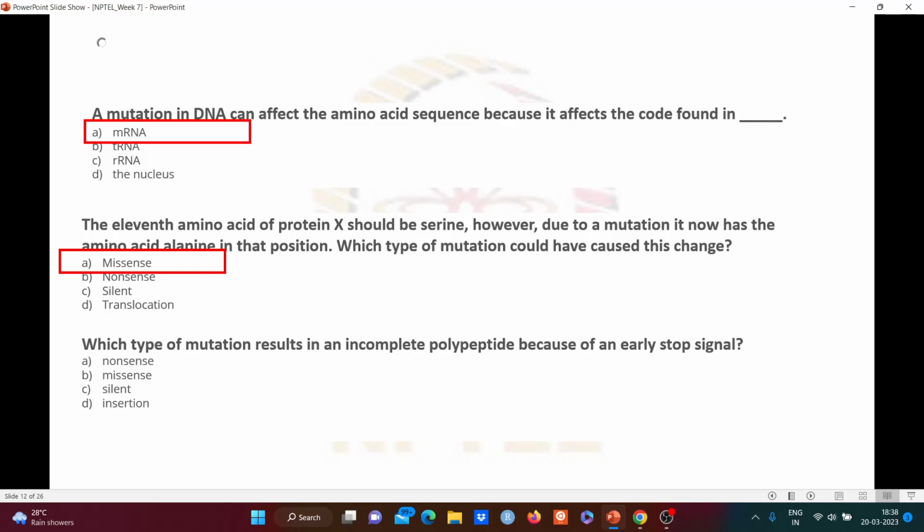Next, the final question is which type of mutation results in an incomplete polypeptide because of an early stop signal. Okay, I think people already started giving answers. Yeah, the early observation of a stop signal will give rise to a nonsense mutation. Before moving on to studying the effects, I would like to take any questions on these mutations or what we have discussed till now.